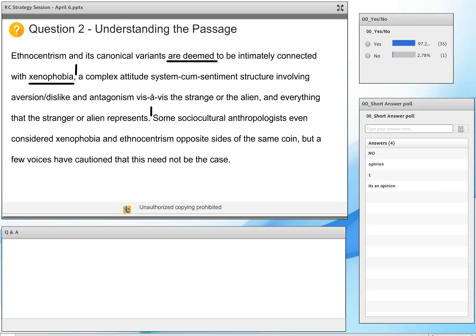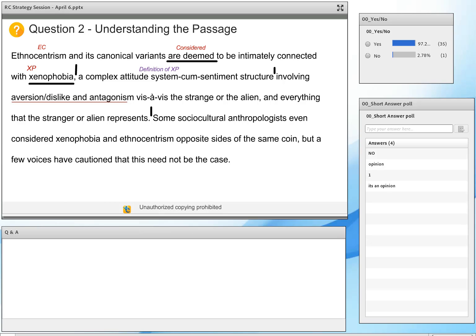Okay, that's absolutely fine. So here, when I felt that this was an overload of information, I went back to the starting point of that information and I read this slowly. A complex attitude system cum sentiment structure. So all this is saying is, it's a complex structure. Okay, and let me get my annotations as well. It's a complex structure, right?